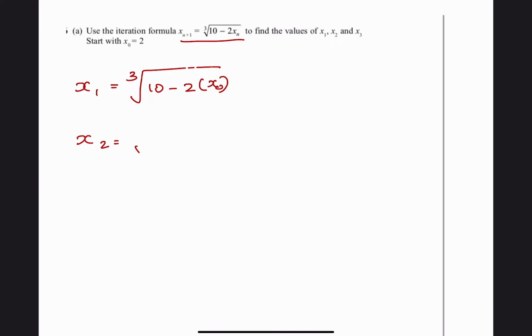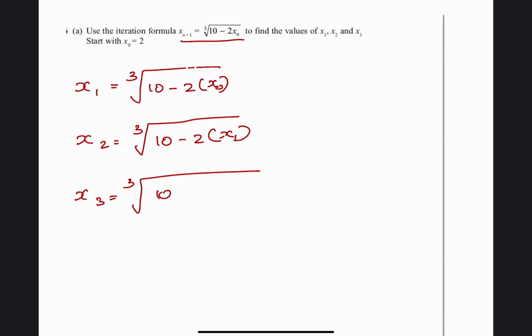x2. How to work out x2? Cube root of 10, take away 2 bracket, because it's x2, this would be an x1 here. Next one, x3. So cube root of 10, take away 2, because it's x3, it will be an x2 here. I can work out the answers now.